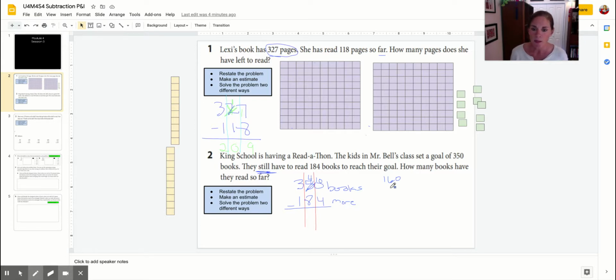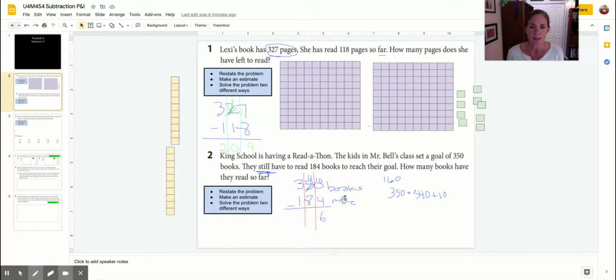And if you think about it, 350 is the same as 340 plus 10, right? And that's what this is right now. So 300, 40, and 10 here. So 10 minus 4 is, bing, 6.